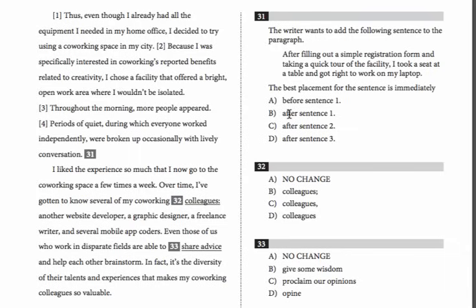So this is dead. After sentence two, that's the one I already dug. And after sentence three is throughout the morning, more people appeared, then he registered, then whatever. No, that would suggest that he did a trial run for free in the morning and then registered. That makes no sense. This is dead. And sentence two is the winner, after sentence two, or answer C.